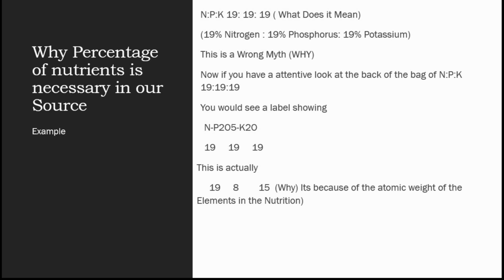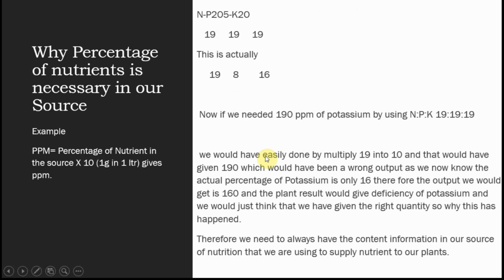Now, if you take an attentive look at the back of the bag of NPK 19-19-19, you would see a label showing N, P2O5 and K2O with 19-19-19 mentioned below it. And the reason this 19-19-19 is actually 19-8-15 is the atomic weight of the elements in the nutrition. That is because of P2O5 and K2O, where there are extra 5 oxygen ions and 1 extra oxygen ion. So let's go ahead to our next slide.